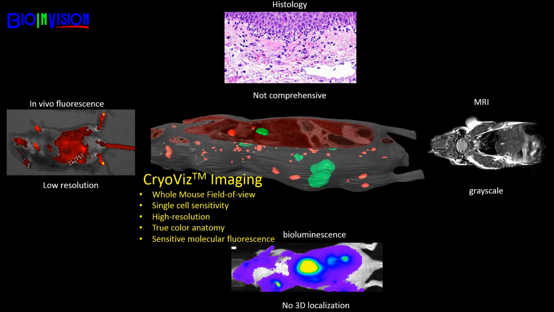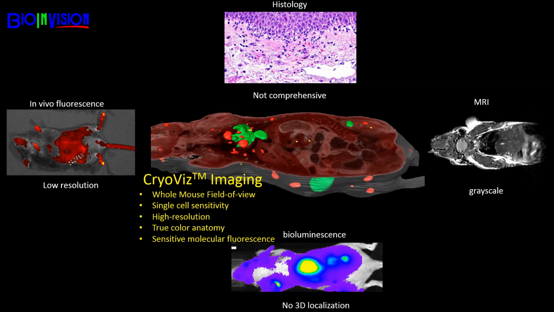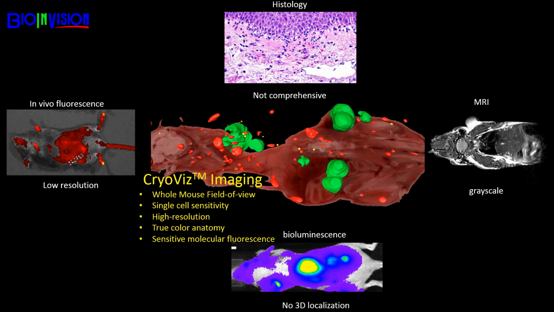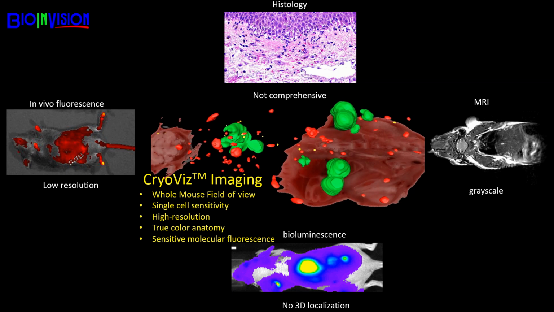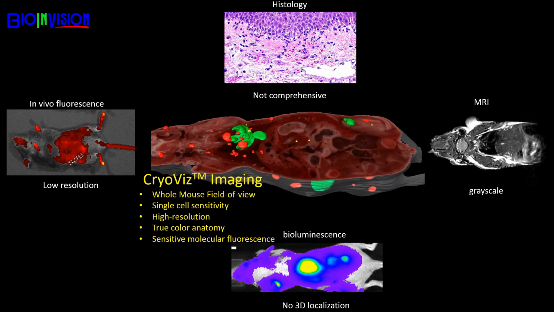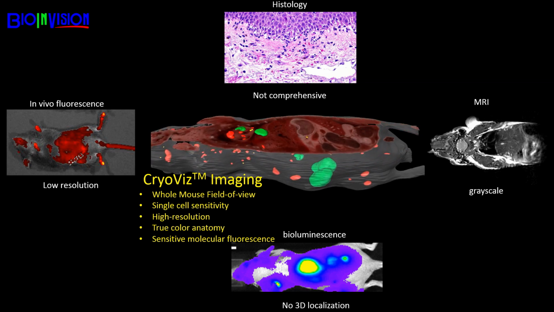Now let me introduce you to a CryoViz image of a mouse. Here you can see some tumor distribution in the whole mouse with high resolution color anatomy, even revealing exact local metastases. We'll touch on all these capabilities in a minute.